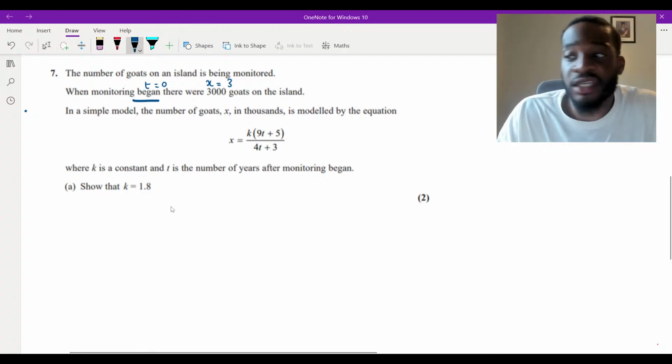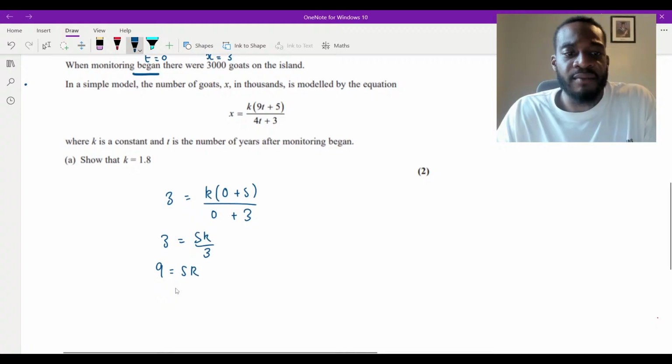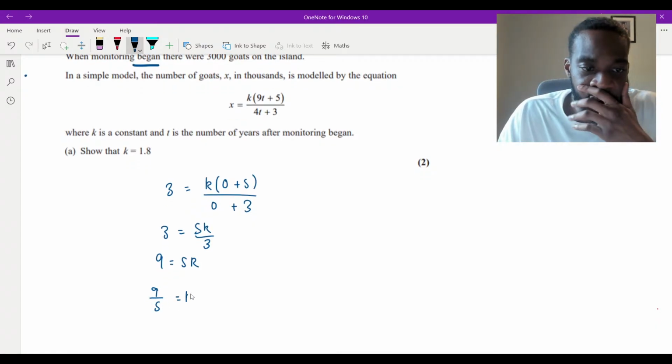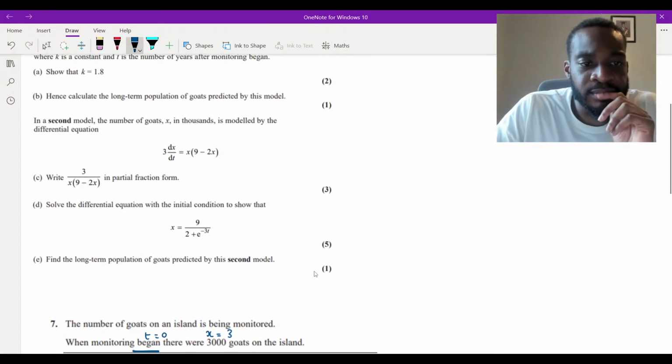So all I'm going to do now is substitute those in. It's going to be 3 is equal to k lots of 0 plus 5 over 0 plus 3. So that means that 3 is equal to 5k over 3. Times by 3, that's 9. 9 is equal to 5k. And that means that 9 over 5 is equal to k, which is equal to 1.8. So therefore, k is equal to 1.8. So we've got k now. That's done.